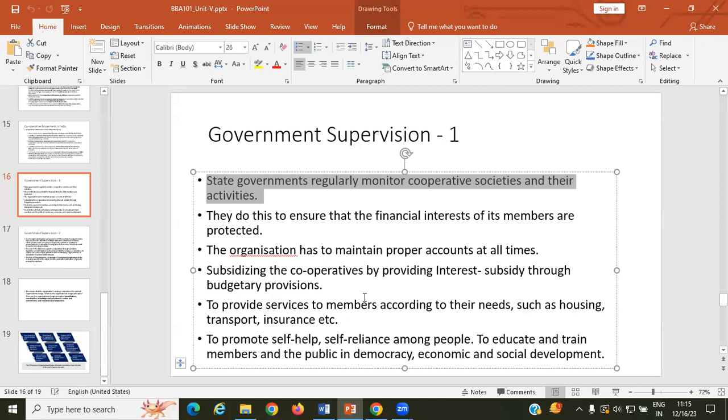Whether people are benefited or not, no one should exploit the members. So for that, the government is intervening and looking at the different status of the cooperative society. They do this to ensure the financial interest of the members.